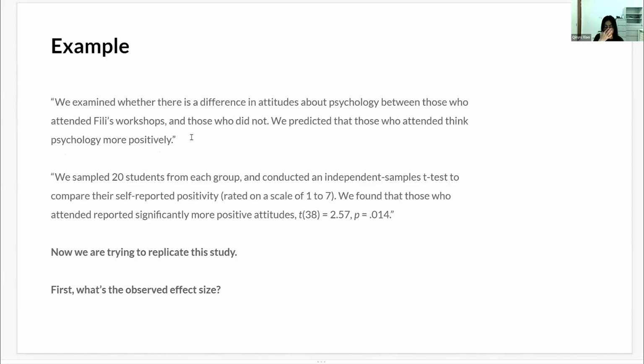So for example, if we are trying to replicate this study, we examined whether there's a difference in attitudes about psychology between those who attended Phyllis workshops and those who did not. We predicted that those who attended will think of psychology more positively. So we sampled 20 subjects from each group and conducted an independent samples t-test to compare their self-reported positivity about psychology, which is rated on a scale of 1 to 7. We found that those who attended reported significantly more positive attitudes. T equals 2.57 and p equals 0.014.